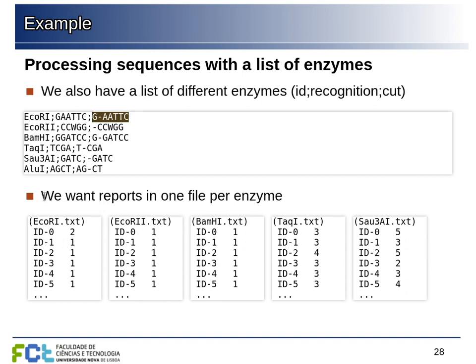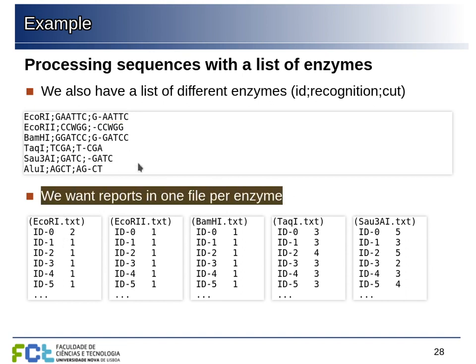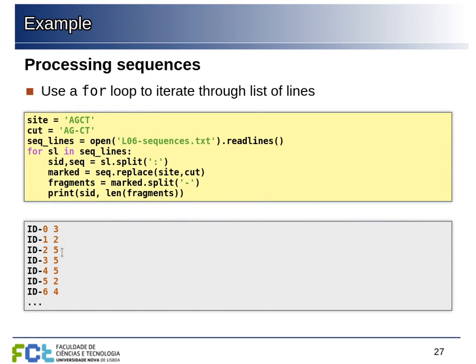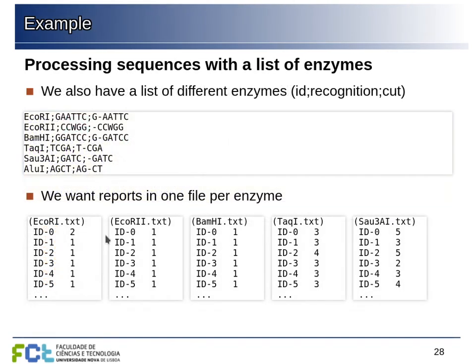And we want to create text files with reports for each enzyme. So each text file will be named according to the identifier of each of the enzymes. And in each of these text files, we want this same information, the identifier and the number of fragments for each of the sequences that we have. So this is now a bit more complex because not only do we need to read these 2 files, we need to digest all the sequences with all the enzymes, and we also need to write files.